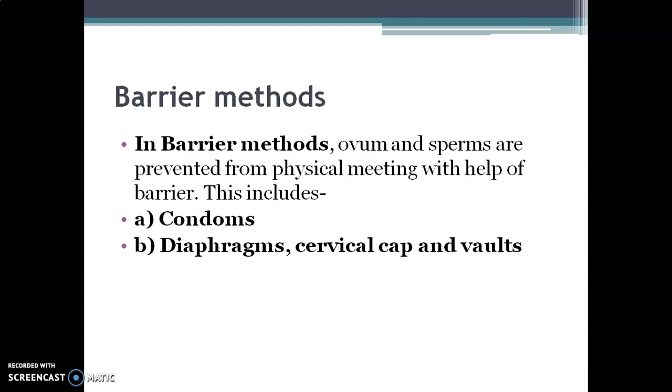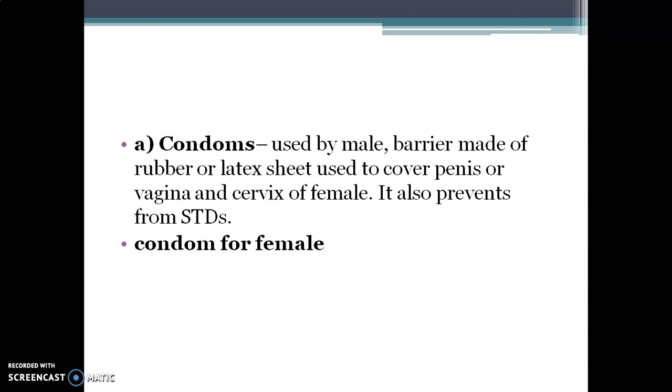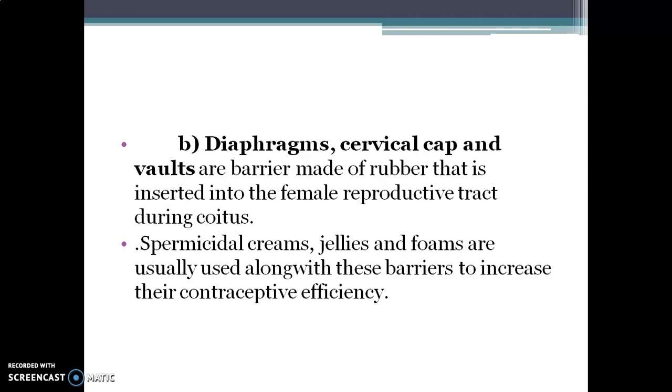Then barrier method. Second one, barrier methods. In it, ovum and sperms are prevented from physical meeting with the help of barriers. So it includes condoms, diaphragm, cervical cap and vaults. First one, condom. It's used by male, a barrier made of rubber or latex sheet used to cover the penis or vagina. That is, a condom for female is also available. It also prevents sexually transmitted diseases.